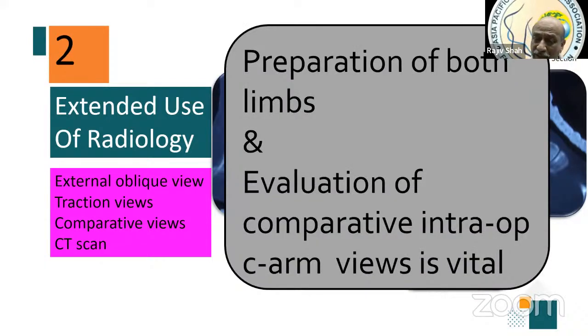Sometimes you have to prepare both the limbs and you need to evaluate comparative intraoperative C-arm views. In the case we posted just today or a day before, there was a missed or neglected navicular and cuboid fracture, and then there was calcaneocuboid joint arthritis and talonavicular joint arthritis. For such a case, you need to prepare both the limbs, and intraoperatively you need to compare both the limbs with the C-arm views, because you either have a medial column shortening or a lateral column shortening, and you must restore forefoot abduction or adduction, with a comparative evaluation against the opposite side. So that is what is required.